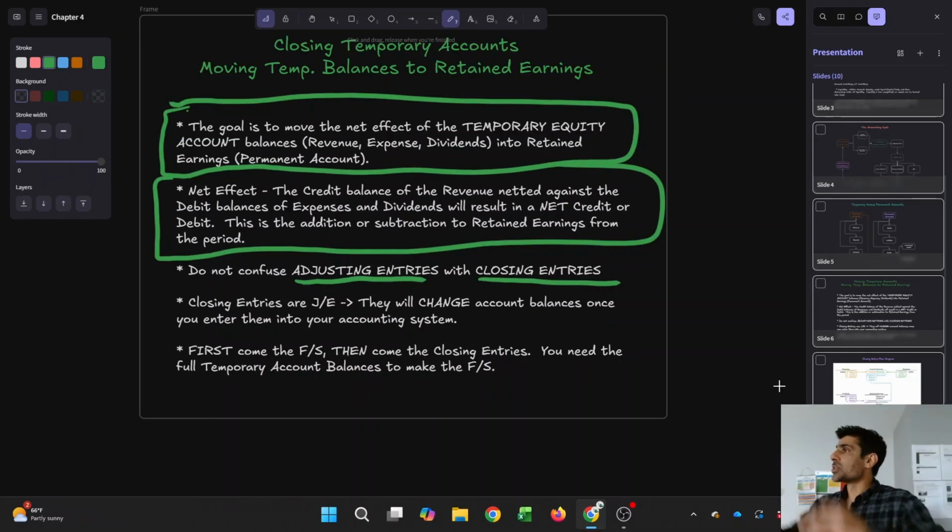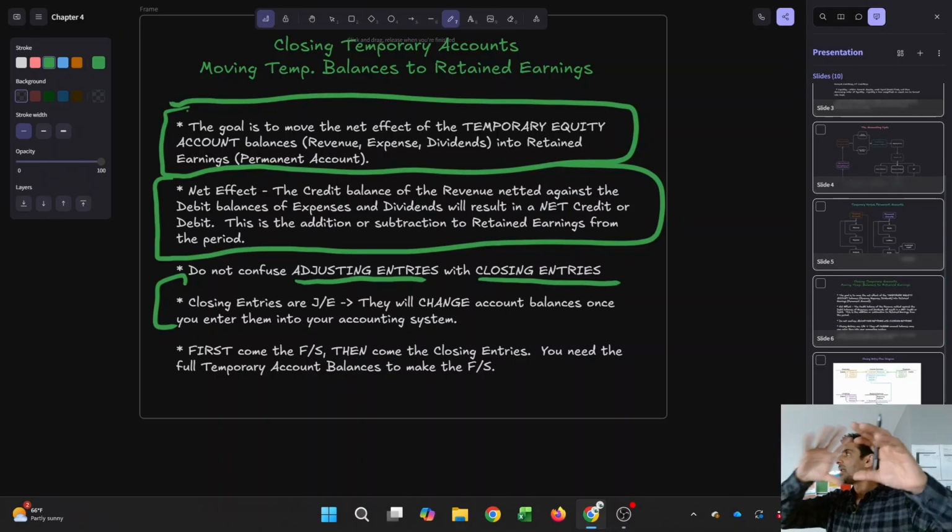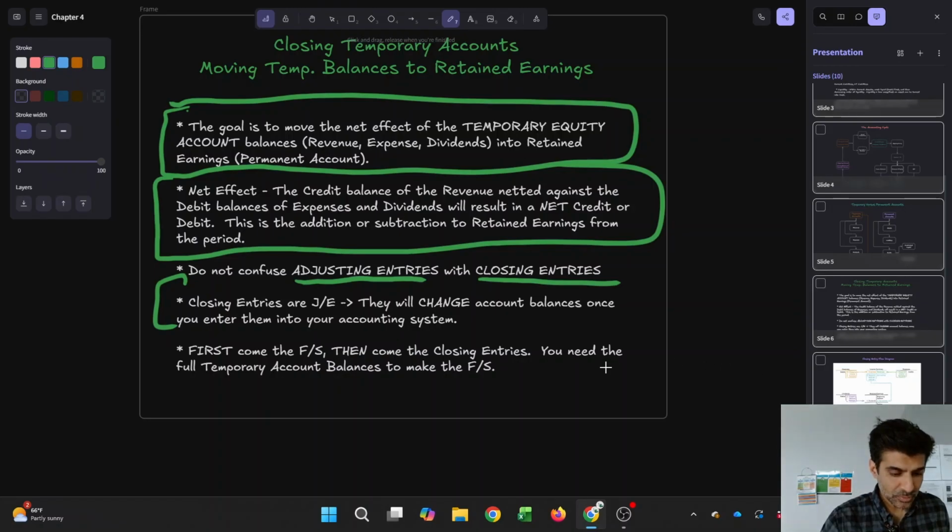Unlike the financial statements, which are just compiling things, these closing entries will actually change our balances. It's going to make revenue go to zero. It's going to make all the expense accounts go to zero. It's going to make the dividends go to zero. And whatever the net effect of that, retained earnings is going to change. So after we do these journal entries, it's going to actually change balances in our accounting system. Make sure you're clear about that.